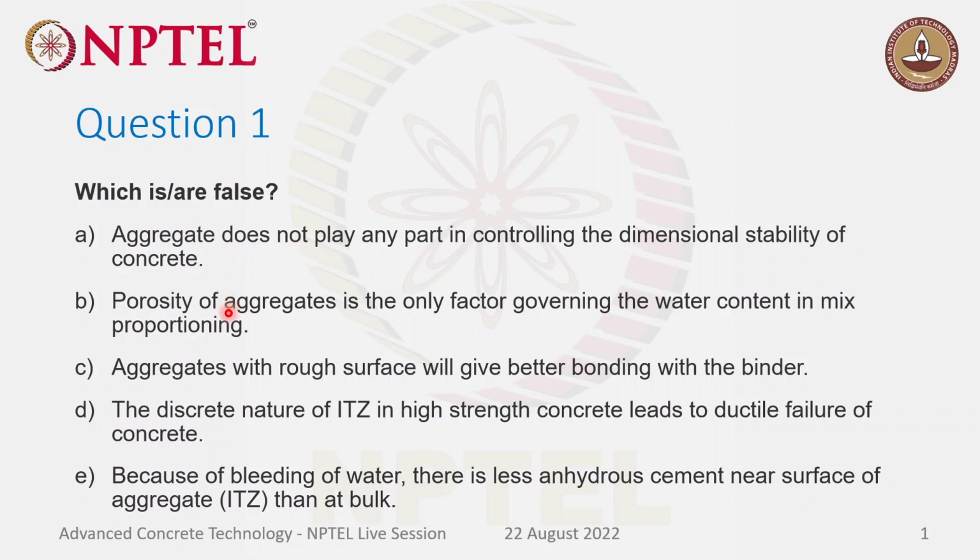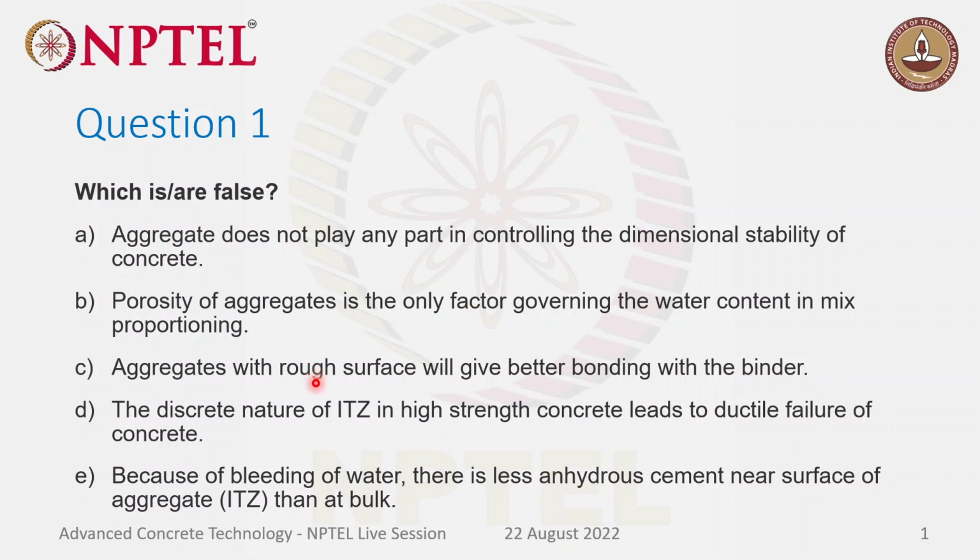Just think about it. The second statement: the porosity of aggregates is the only factor governing the water content and the mix proportion. You know how we generally decide the water to cement ratio based on the cement content, and we also calculate the water absorption of aggregates and add that to the water content. So think: the statement says porosity of aggregates is the only factor governing the water content in the mix proportion.